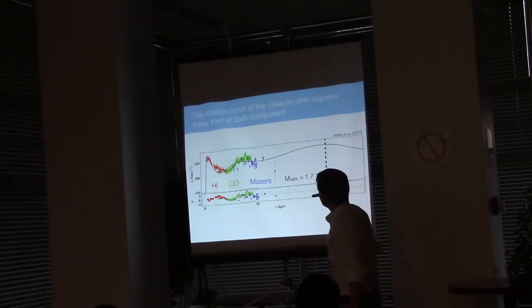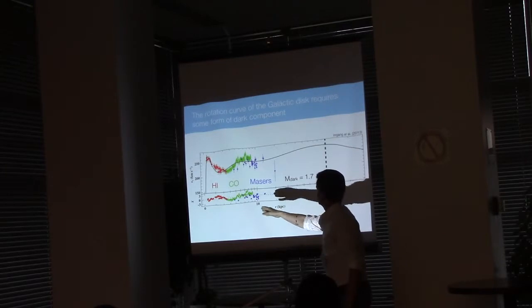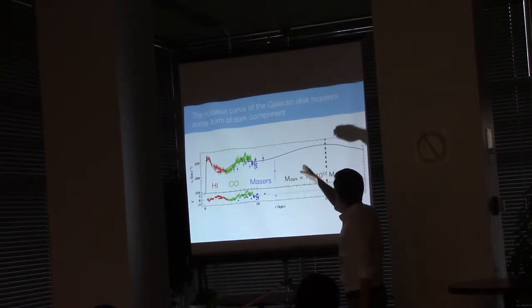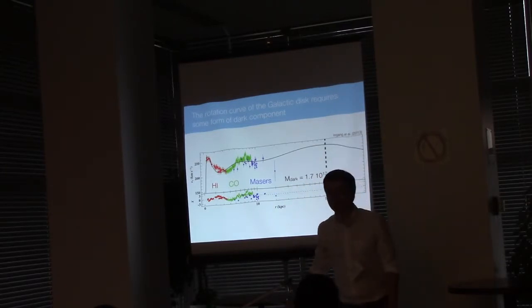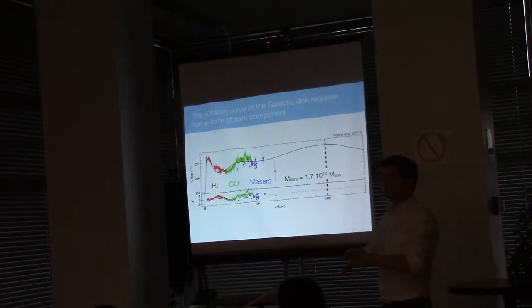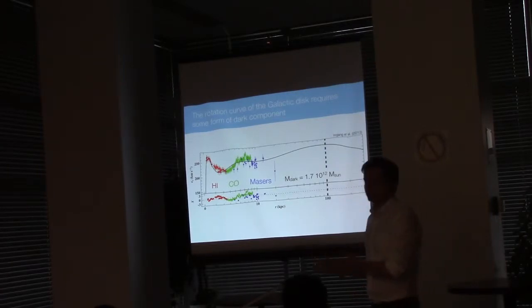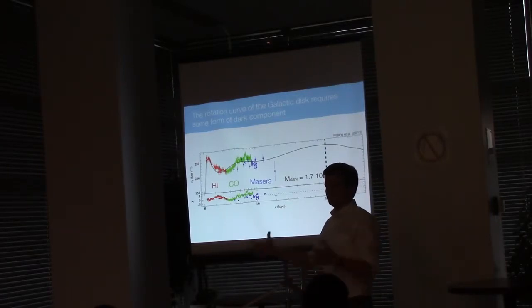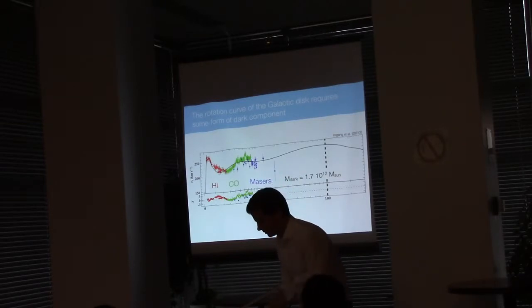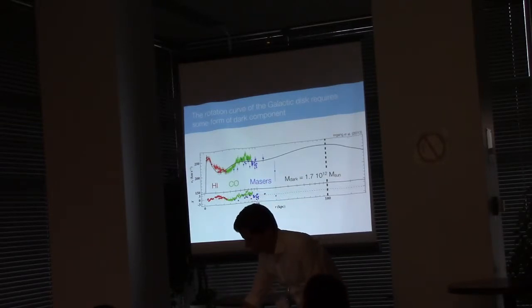In this model here from Andreas, they infer that, of course, this is a vast extrapolation, but within a radius of 100 kiloparsec, the dark component, if you assume it's an NFW profile, has to have like 1.7 times 10 to the 12 solar masses, so it's the dominant part in mass of the galaxy.